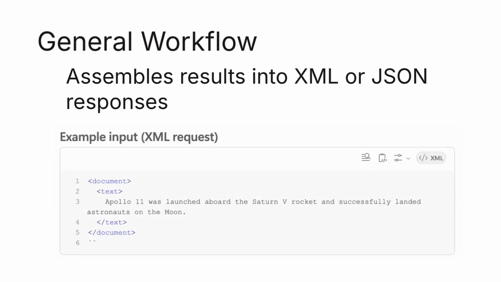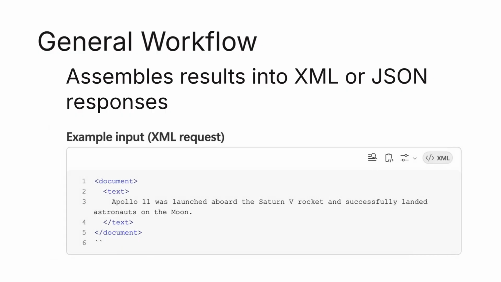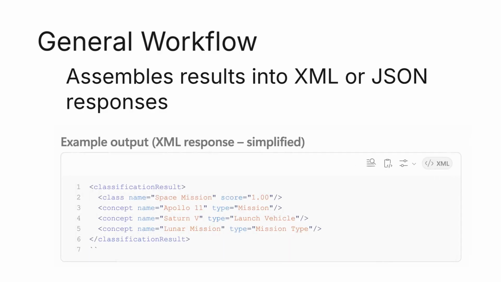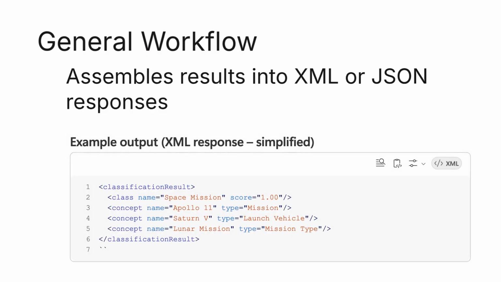Here's an example of a text input processed using a space mission classification rule. The example output is shown here and provides classification results based on a space mission rule. The example is in an XML response, but a JSON response can also be generated.